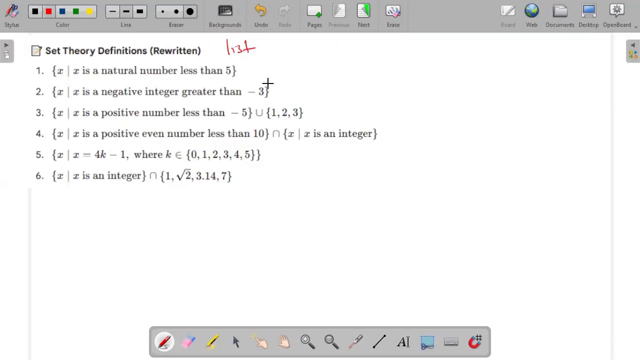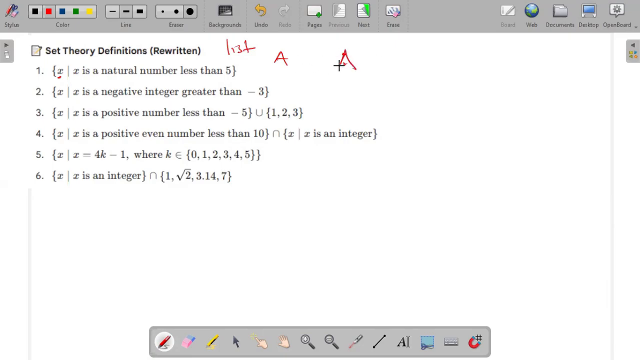So the first question is the set of x. I'll name all these sets just A for easy annotation. This bar that you see means "such that", or it can be written as two dots, such that x is a natural number less than 5. So I have to list them down. Set A is a set of natural numbers that are less than 5. So what natural numbers are less than 5?